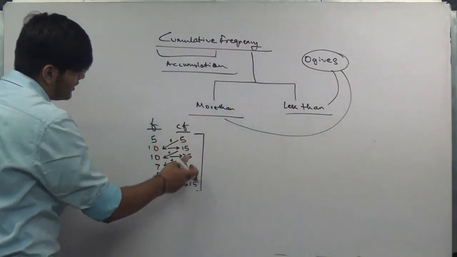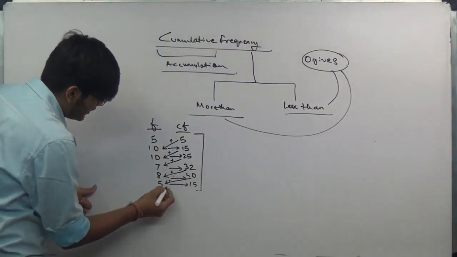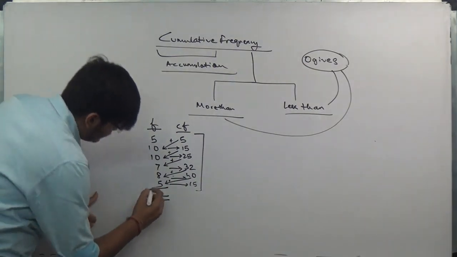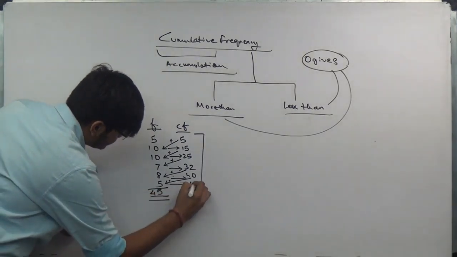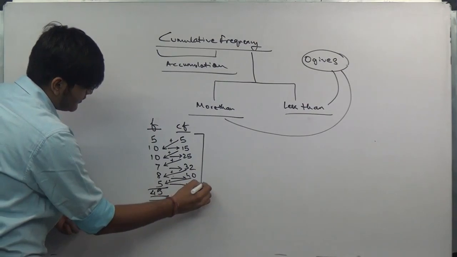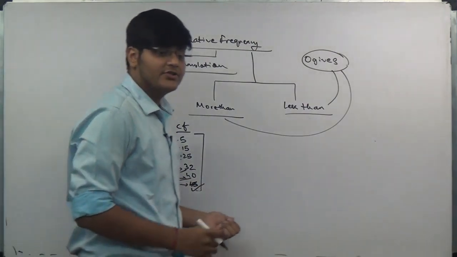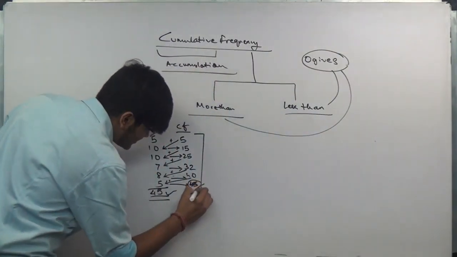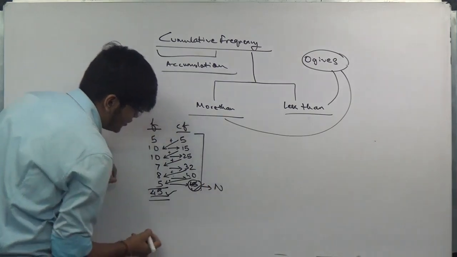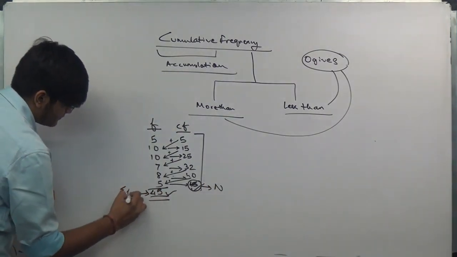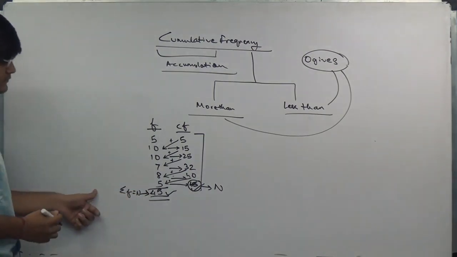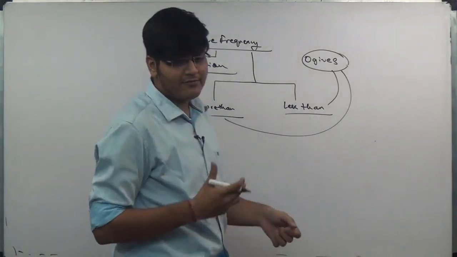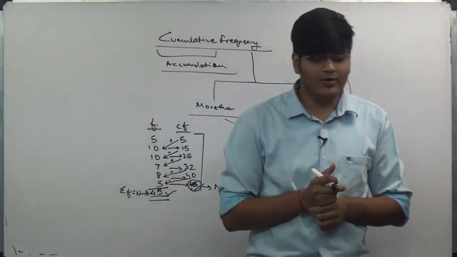Now to check whether all the cumulative frequencies are right or not, you can perform a cross check by adding all the frequencies. Add up everything, you should be getting 45. If you get 45, then this result and this result should match. The last cumulative frequency that we get should be equal to n, and n is summation f. Okay, this is the basic concept of how we do cumulative frequency.